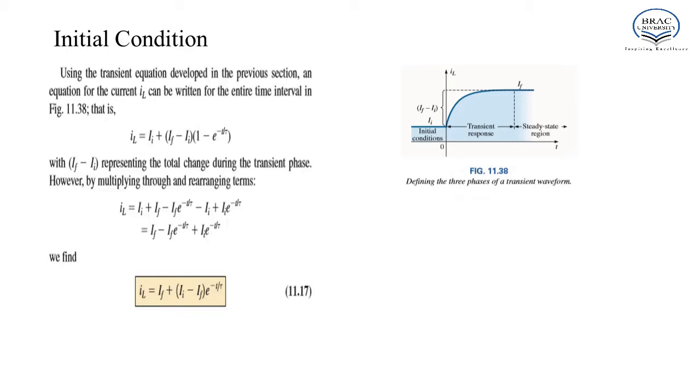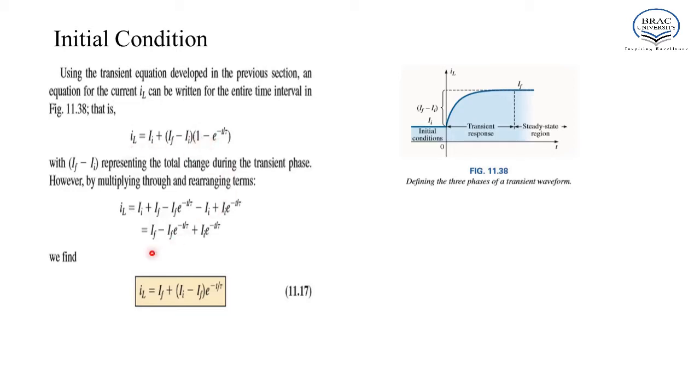Initial condition. Using the transient equation developed in the previous section, an equation for the current IL can be written for the entire time interval in figure 11.38. II is the initial condition current, the final condition current is IF, and the transition between the two current levels is IF minus II. Substituting these in the expression of IL, we get IL equals II plus (IF minus II) times (1 minus e to the power minus t by tau).